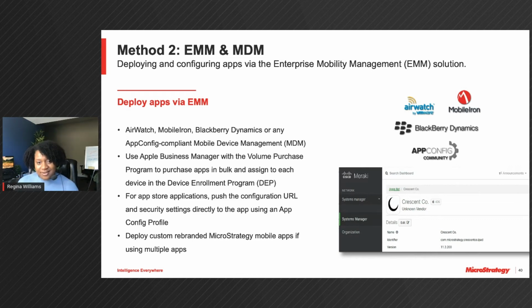Once you're there, you can do a couple different things. You can use the Apple Business Manager and actually download the apps. Also grab apps that are on the App Store. Usually, you can grab those from the Apple Business App Store, and then download that through Meraki.